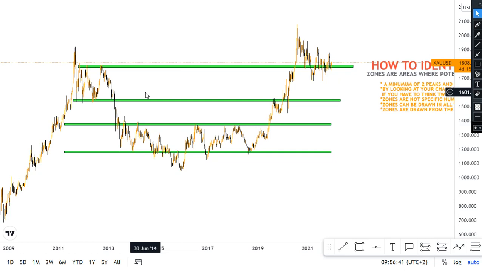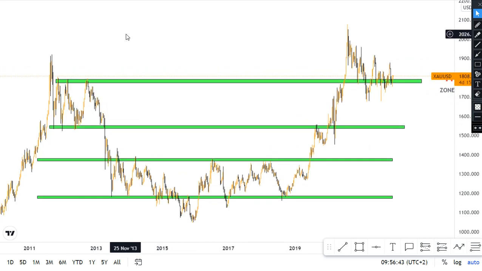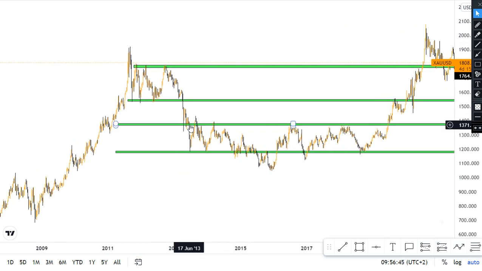I say you need a minimum of 2 to identify zones, right? This is a weekly time frame on gold. This is 1, 2, and then it's a zone. 1, 2, and then it's a zone, because every time price gets there, it reacts, it does something.